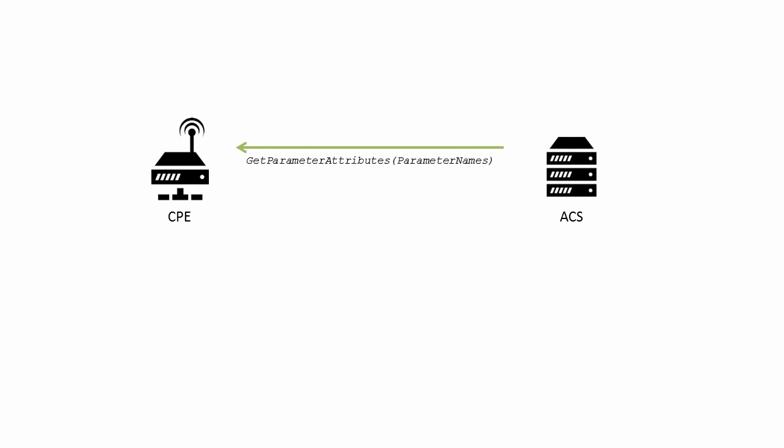The getParameterAttributes RPC is very straightforward and takes the familiar parameter names argument just like getParameterValues. The getParameterAttributes response contains a parameter list array of ParameterAttributeStruct objects that include the name of the parameter and its value for notification and access list.